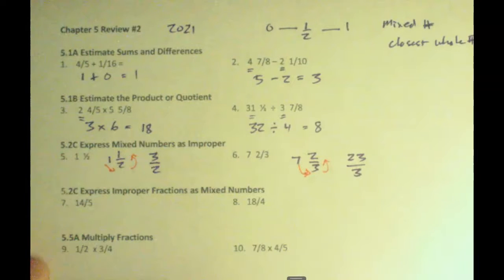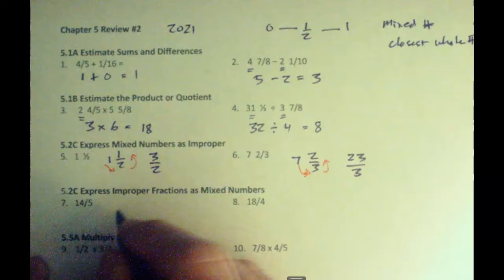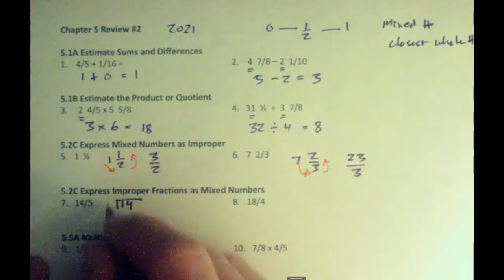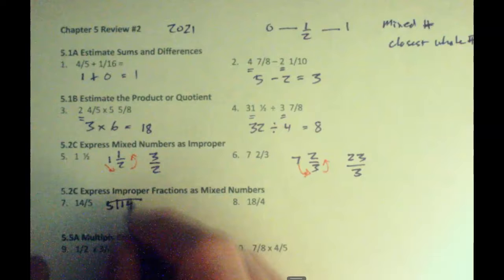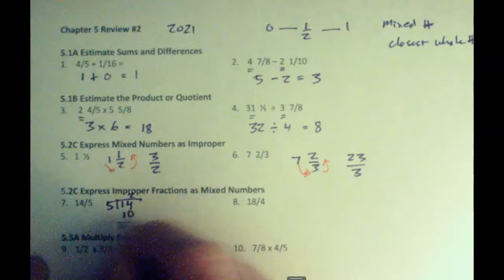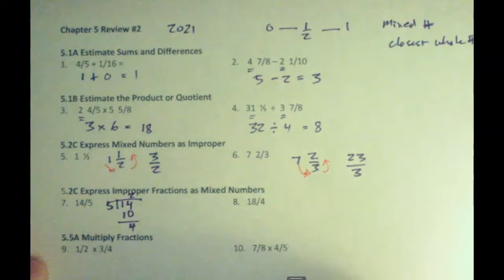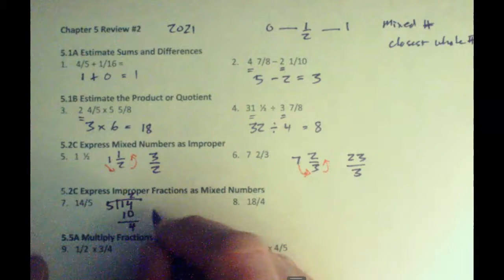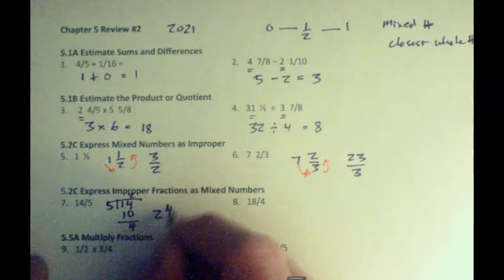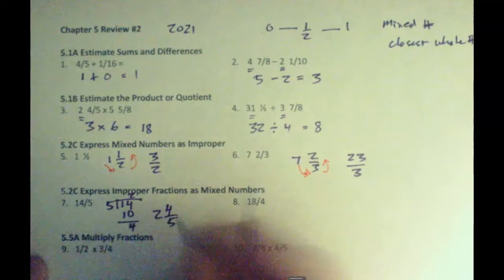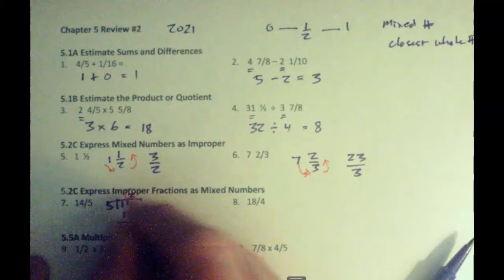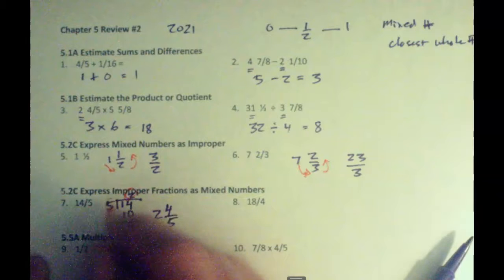Okay, now we're going to express these improper fractions as mixed numbers. So 14/5, this is really 14 divided by 5. 5 goes in there twice, that's 10. And we have 4 left over, so my answer here is 2 wholes and 4 parts out of 5 remaining.